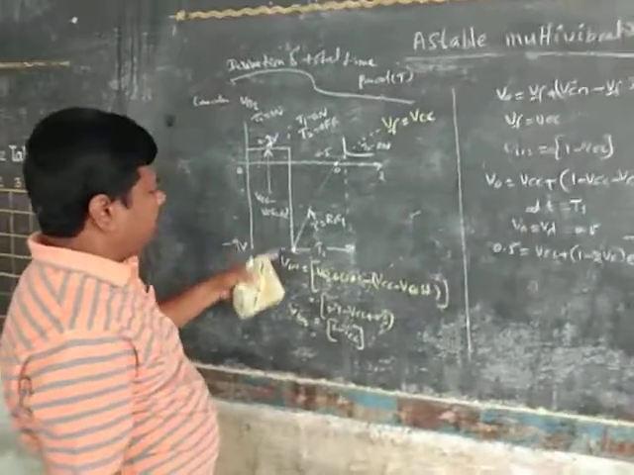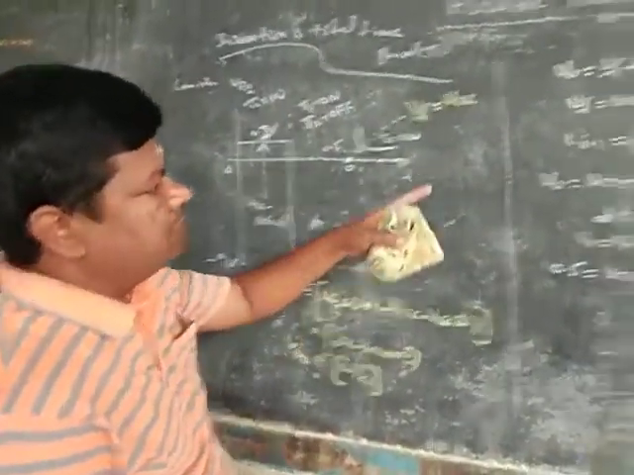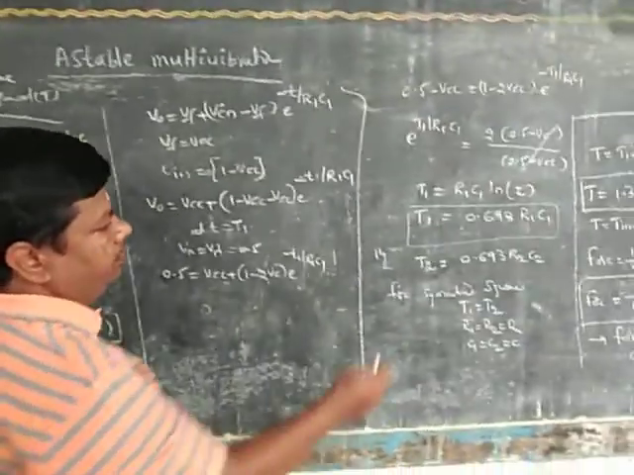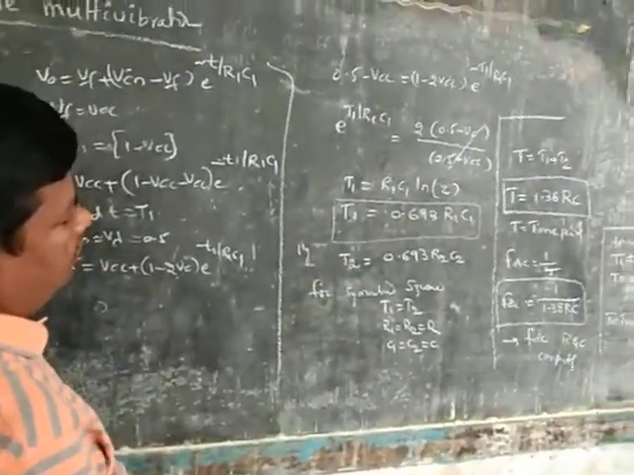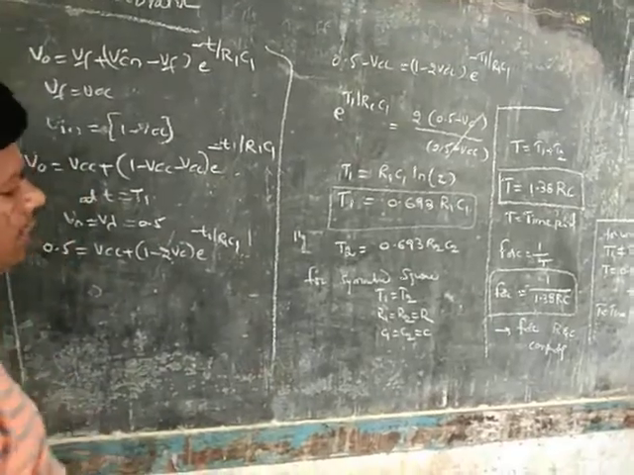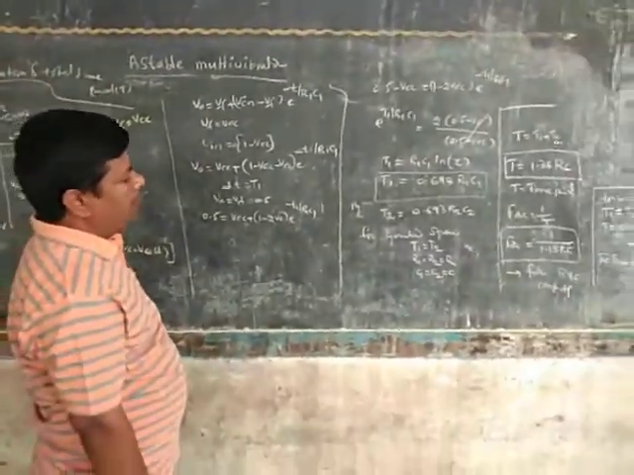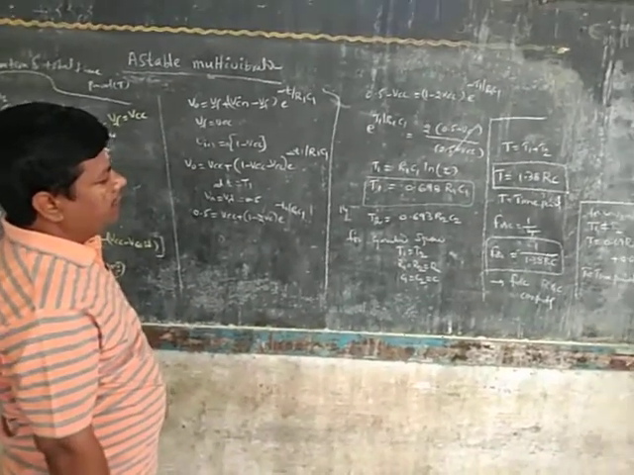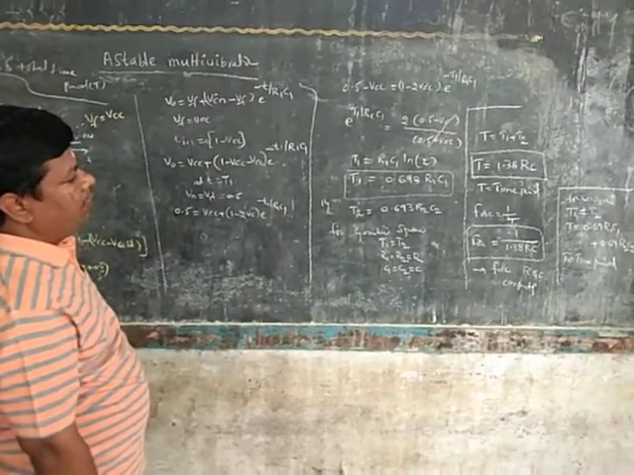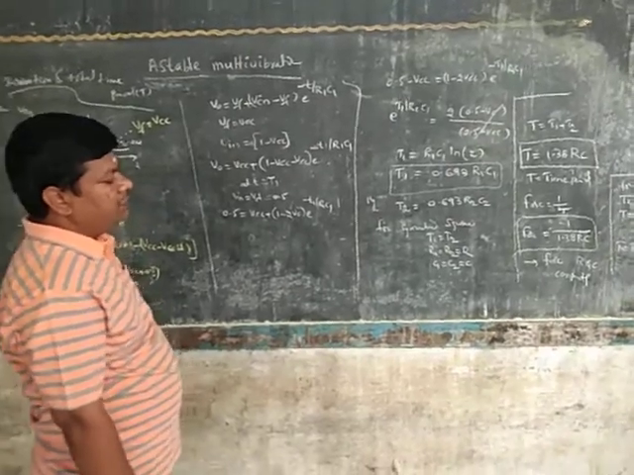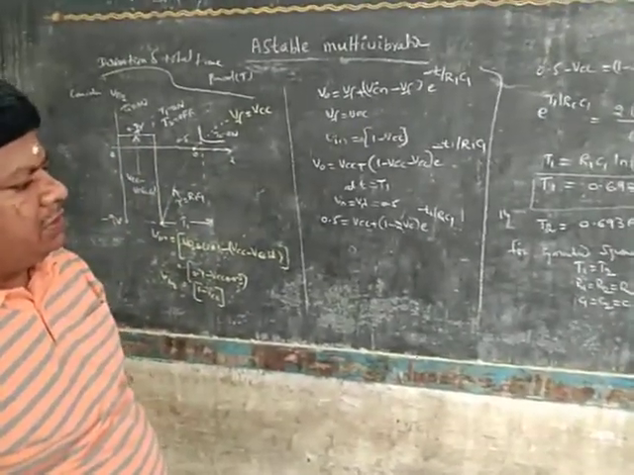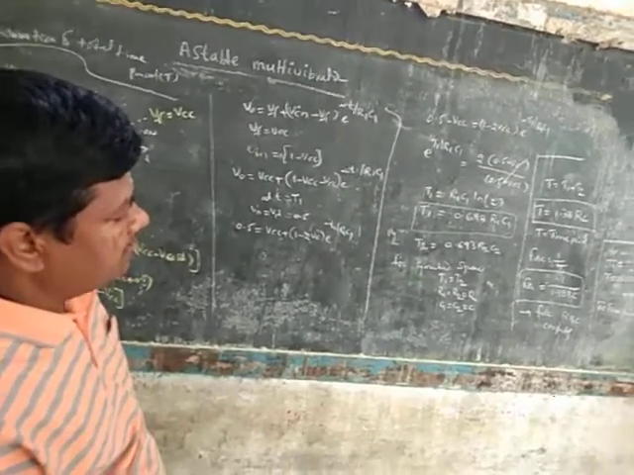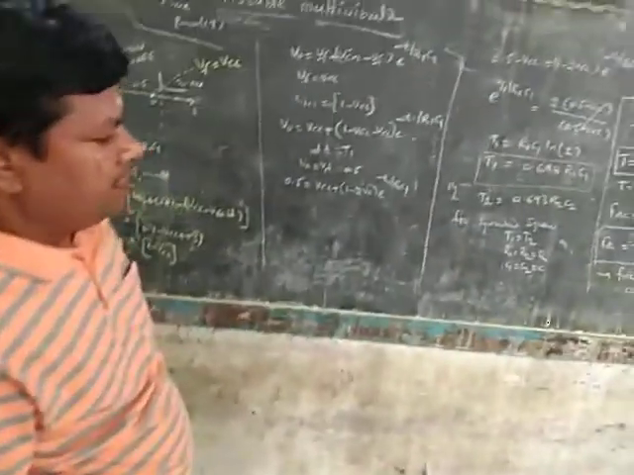Okay, once you know the V final and V initial values, then substitute here. And finally you get T1 is equal to 0.693 R1 C1. Similarly T2 is equal to 0.693 R2 C2. For a symmetrical square wave, that is the condition. And finally capital T, the time period, is equal to 1.38 RC. Then the frequency of oscillation is equal to 1 by 1.38 RC. So this is the frequency of oscillation, which depends only upon the resistor and capacitor values.